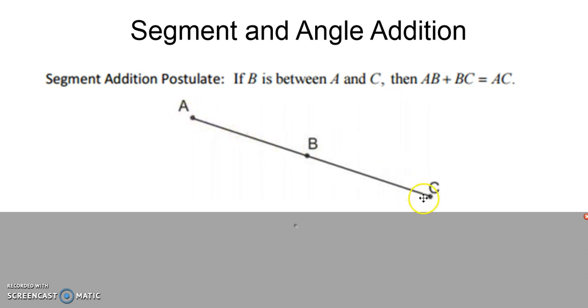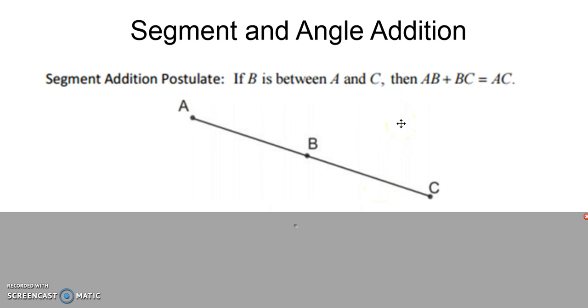so between A and C, then AB plus BC equals AC. So basically what we're saying is that if we have a segment AC which is broken up into two smaller parts, then I can add up those two smaller parts and have it equal to the larger segment.